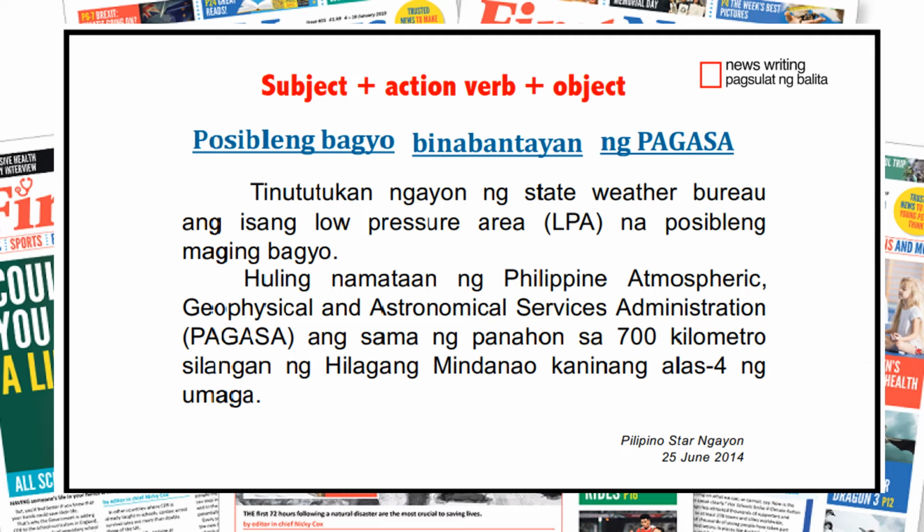What are we talking about? Anong tinutukoy natin? Ito yung LPA o posibleng bagyo. Yan, posibleng bagyo. Then, tinututukan, this is the verb. Yan, binabantayan. So, wag ulitin yung verb, yung mga words that you get from the lead. You look for synonyms or magkasing kahulugan. Tinututukan, ibig sabihin, binabantayan. Do not just copy, okay? Then object, ang ano? Ng pag-asa.